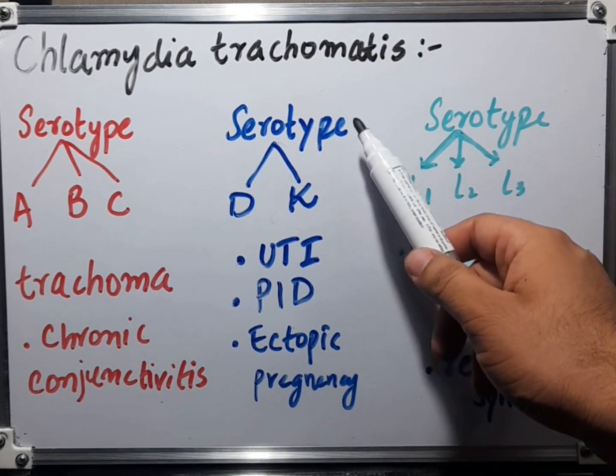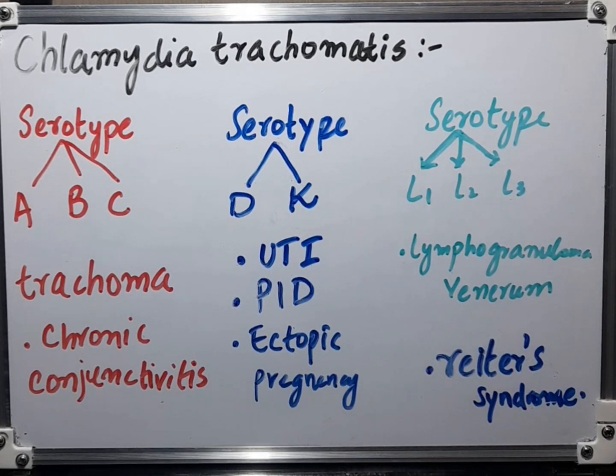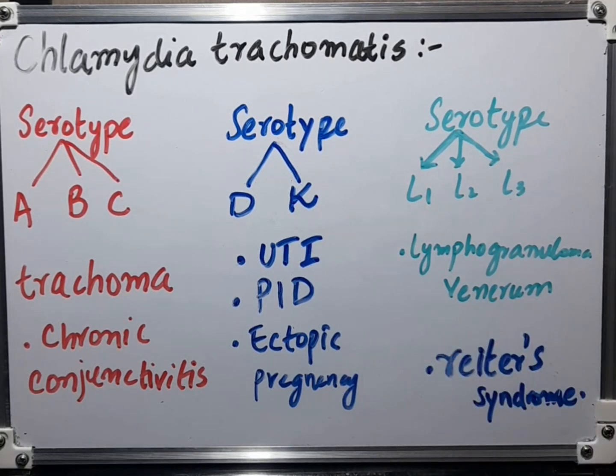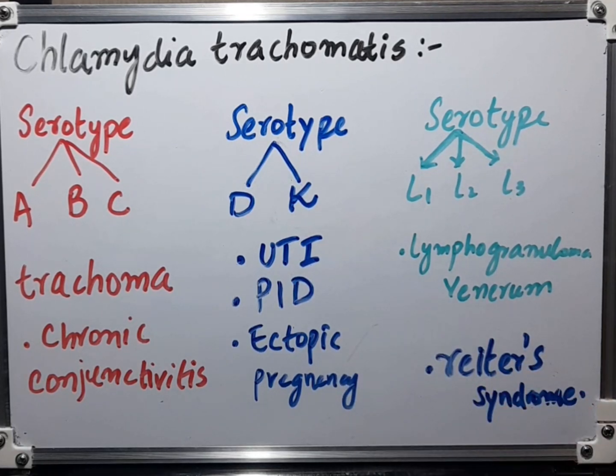Now we will discuss serotypes D and K in women. In women, they can cause cervicitis, which is often characterized by vaginal discharge. Cervicitis can lead to pelvic inflammatory disease and salpingitis. Salpingitis is inflammation of the fallopian tubes. The recurrence of salpingitis and pelvic inflammatory disease increases the risk of ectopic pregnancy and infertility in women.